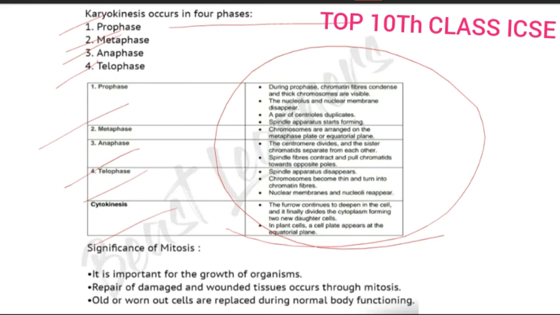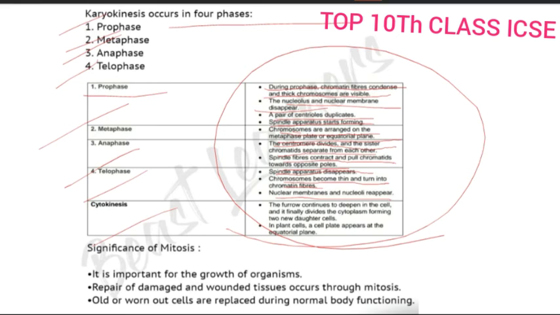Just read it. Prophase. During prophase, chromatin fibers condense and thick chromosomes are visible. Nucleolus and nuclear membrane disappear. Pair of centrioles duplicates and spindle apparatus starts forming. Metaphase. Chromosomes are arranged on the metaphase plate or equatorial plate. Anaphase. Centromere divides and sister chromatids separate from each other. Spindle fibers contract and pull chromatids towards opposite poles. Telophase. Spindle apparatus disappears, chromosomes become thin and turn into chromatin fiber, and nuclear membrane and nucleoli reappear that were not there earlier.